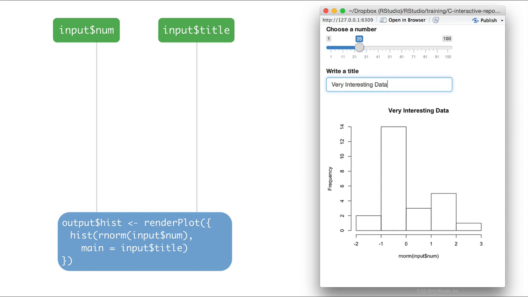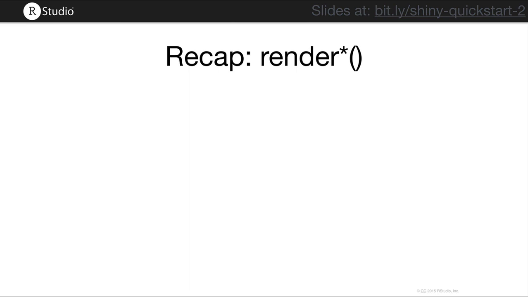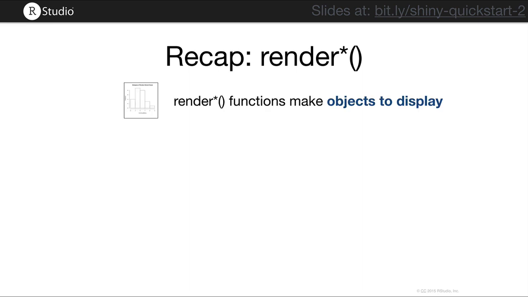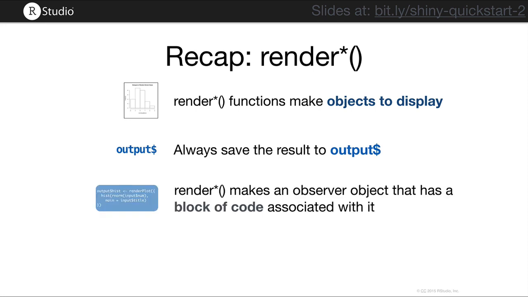So that's pretty straightforward, and that's very close to what we looked at last week. And that's how the render functions work. They make objects to display. Whenever you want to make an object to display in your app, you're going to use a render function. You always save the results of the render function to output$, because that's the only way to get the results into your app.